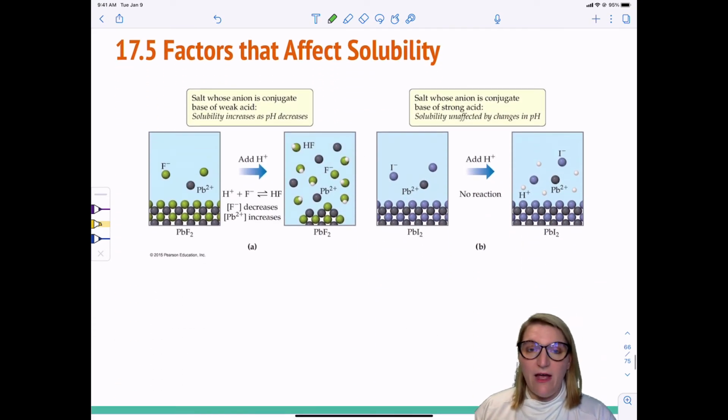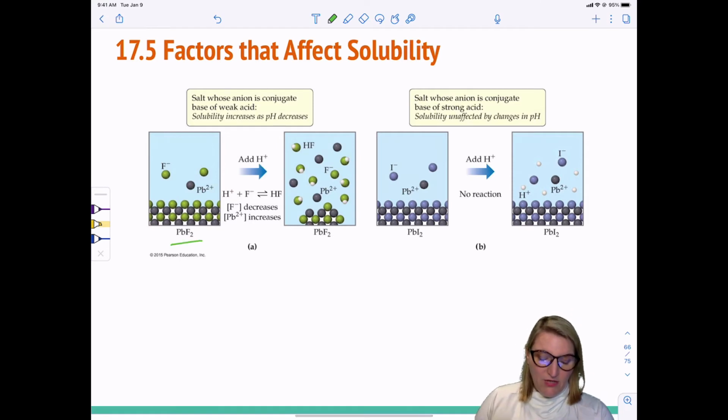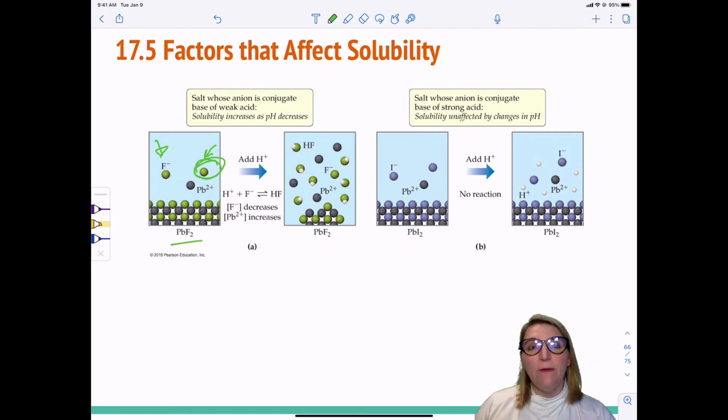So here's a graphic picture of what we were just talking about. Here's PbF2, and you can see it's just barely soluble. There's very little of the fluoride and the lead floating around in solution. But if I add H+, that H+ is going to react with those F- ions, and so therefore it will pull the reaction through Le Chatelier's principle, pull the reaction to the right.